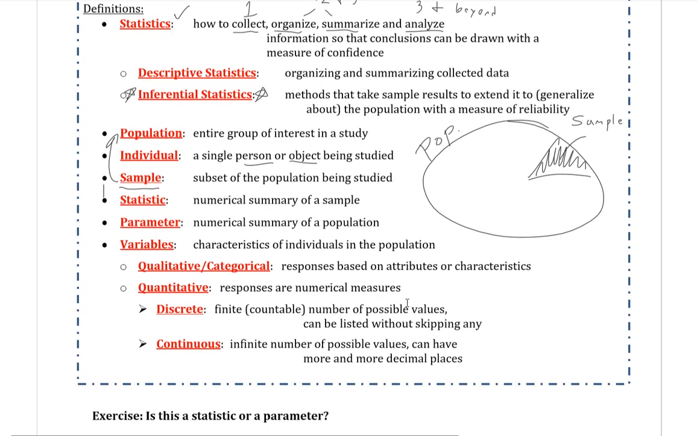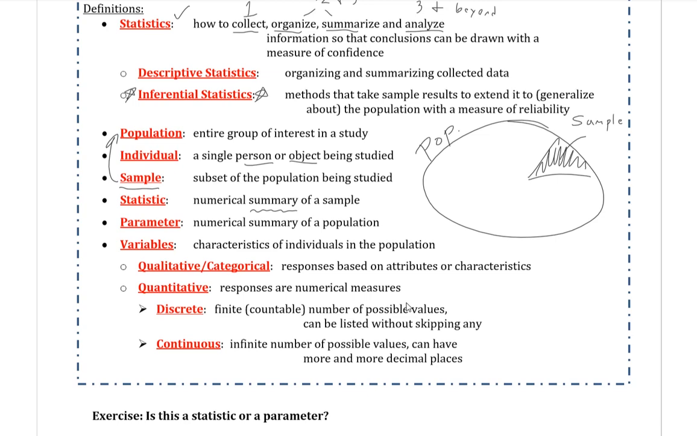When we do gather this information, any numbers or really any values that come from a sample, any summary values, so we're going to talk later about means, medians, averages, modes. We're going to talk about a lot of different values. Anything that comes from a sample, we're going to call a statistic. And any summary of a population, we're going to call a parameter.